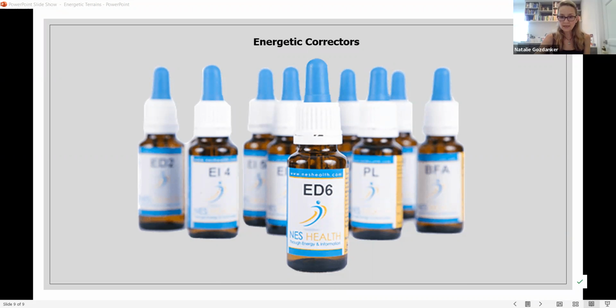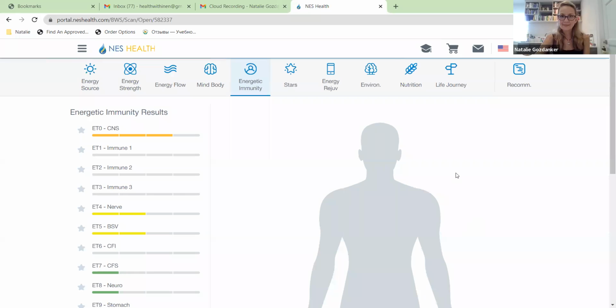So now let's actually look at the real scan. So let me just go back and stop the share. And now I can share the scan. Okay, so this is the energetic immunity screen. You remember we spoke about energy source, energy strength, energy flow, the flow of information from one place to another in the body. And today we are talking about energetic immunity, right?